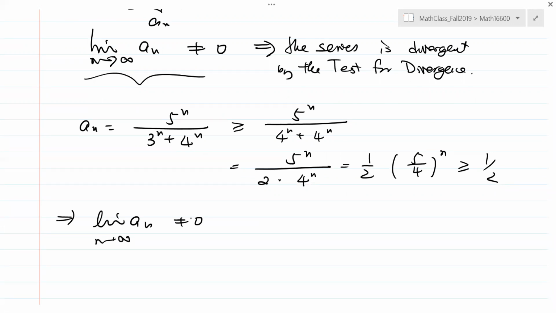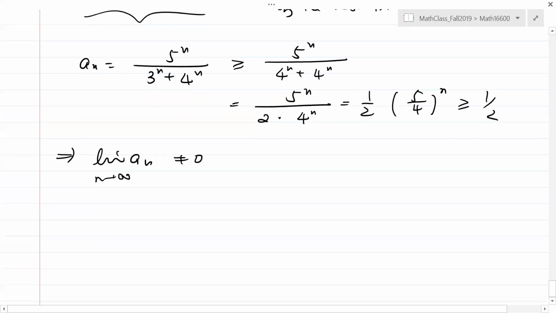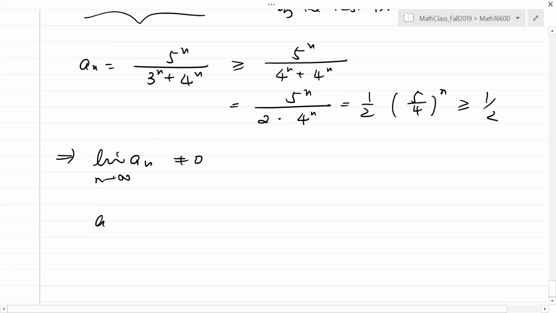Indeed, the limit exists. It's infinity. Okay, how do you see that? Why is it infinity? Here's another way to look at it.